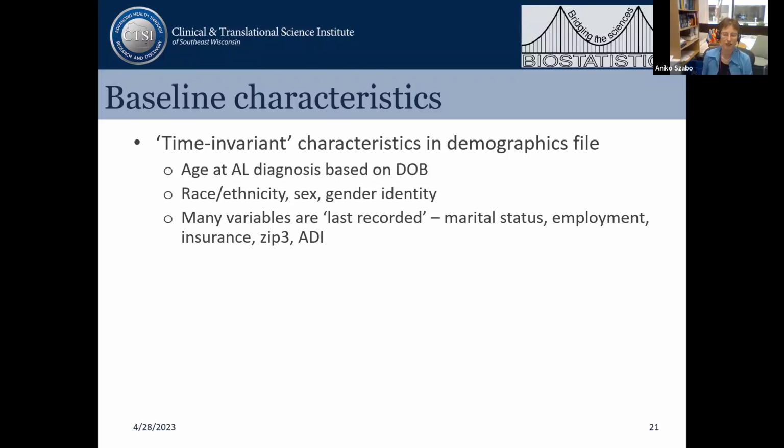And these are very useful, but you have to remember that since the EHR is designed for clinical care, and you generally want to know how to reach the patient right now as a clinician and not how you could reach them 5 years ago. So this is based on the current address as last recorded. And that might not be the same as what it was 5 years ago when the patient was diagnosed with AL. So these are useful, but one has to use them with care and think about that.